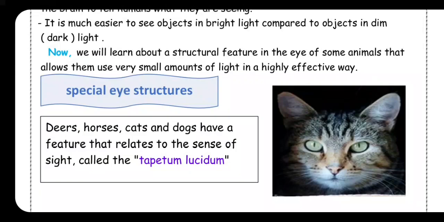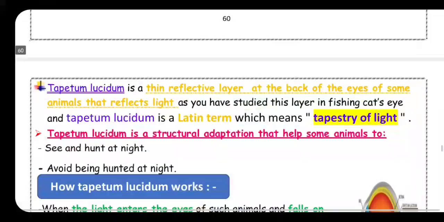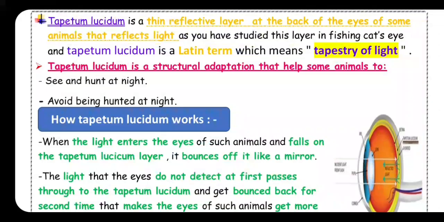In the first lesson, we talked about the fishing cat, and I said at the back of their eye there is a membrane like a mirror that reflects more light, so their eyes will glow or look bright and shiny in the dark. Yes or no? What is the meaning of tapetum lucidum? This is the thin reflective layer at the back of their eyes. Okay? It reflects the light. So these animals use this tapetum lucidum as a structural adaptation to see and hunt at night. And number two, to avoid being hunted at night.